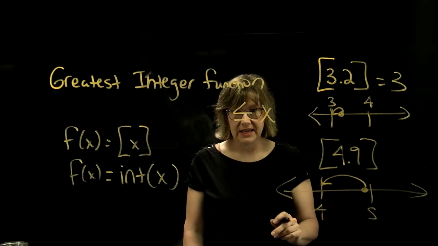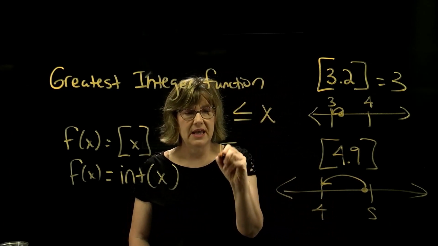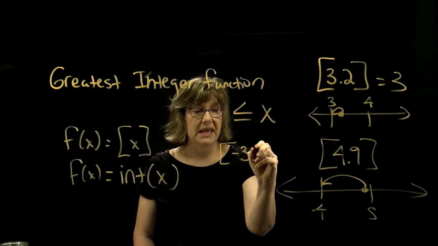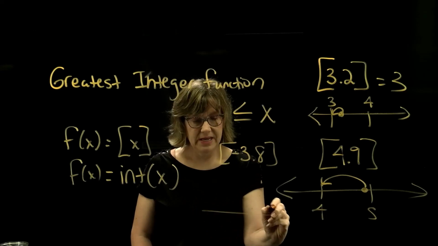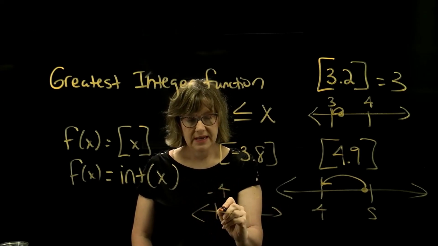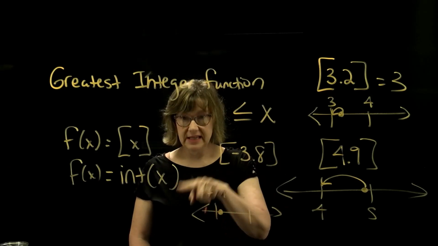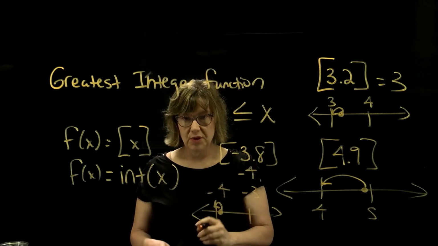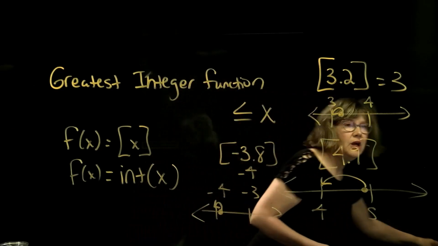That would be 4, okay? If you have a negative, so say you have a negative 3.8, okay? All right, so on my number line, here's my negative 3, here's my negative 4. Negative 3.8 is here. Again, less than or equal to would go to the left. That would be a negative 4, okay? So that's how the greatest integer function works.